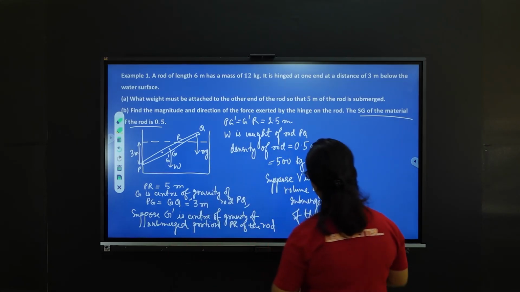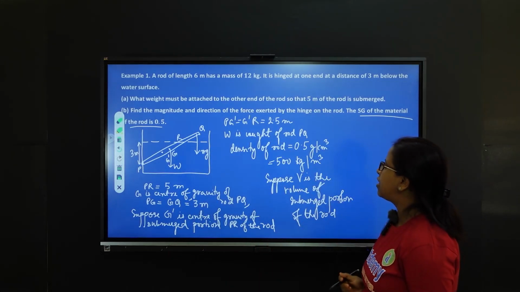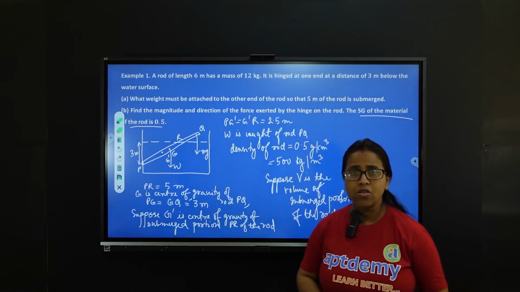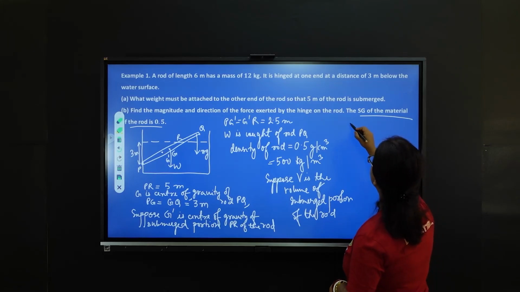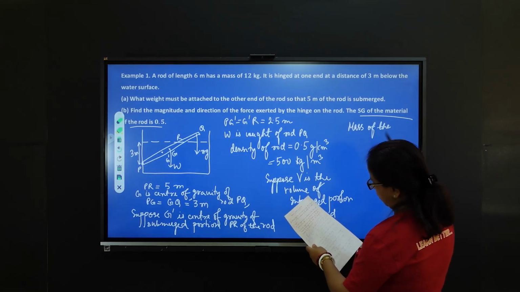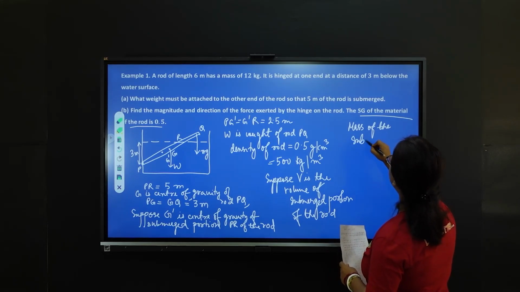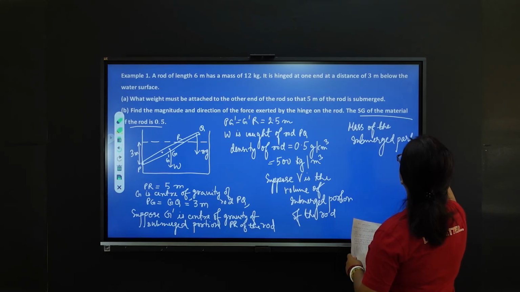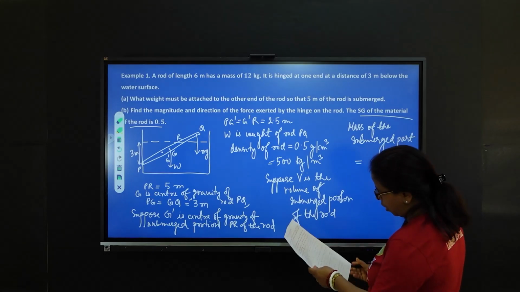So now, as we have the volume as V and the density of the rod is also known, let's have a look into the mass of the submerged portion. So, mass of the submerged part, that's nothing but equal to the density times the volume.